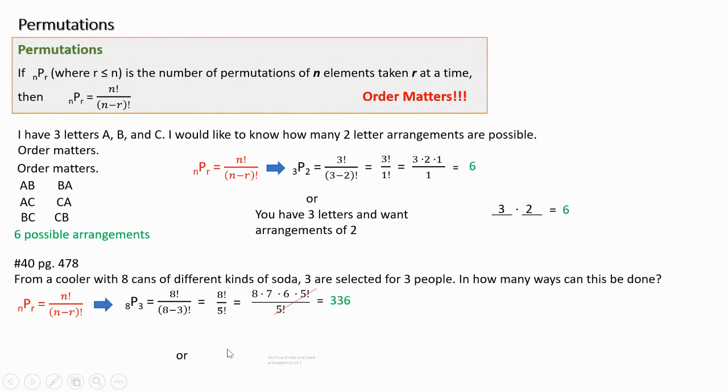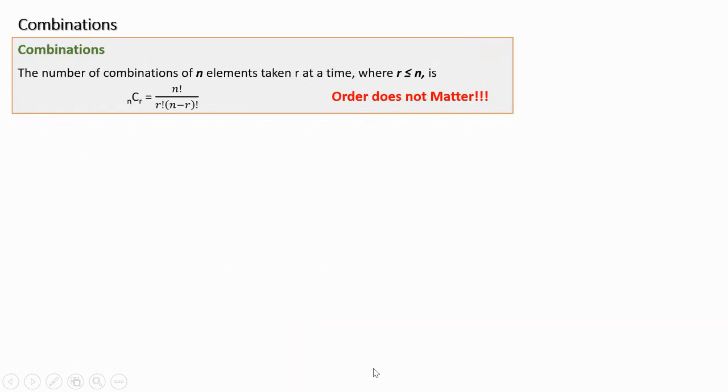Or we could do it this way, right? You have 8 cans and 1 arrangement of 3, right? So we're going to put 3 lines. So 1, 2, 3. How many can go here? 8. Right? Because they selected 1 kind of soda. If that's what's already selected, so 7 are left. And they select another one, right? And they already drank it, or they already gave it to the people, right? Then there's 6 left. So 8 times 7 times 6 will be your answer, which is 336.